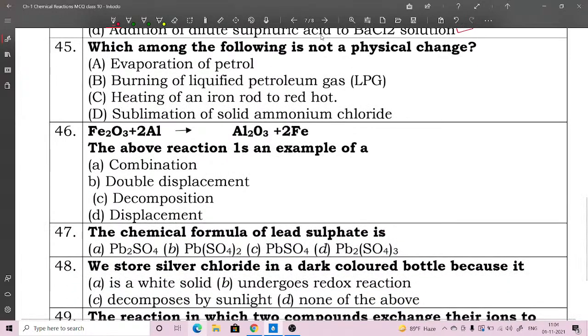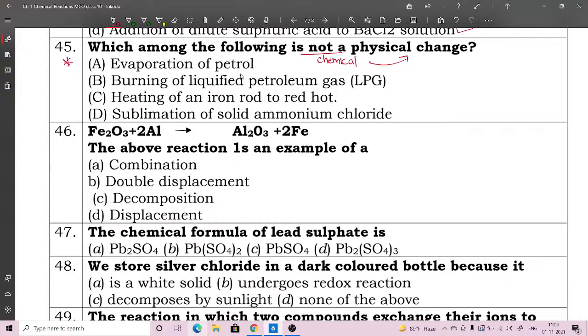Which among the following is not a chemical change? Means what? Which of the following is not a physical change? That means which of the following is a chemical change? Okay. As I already told you in my previous question, it is a very common type. Similar ones you may get. Examples may differ, options may differ.